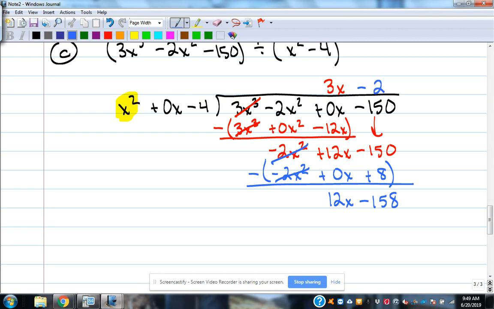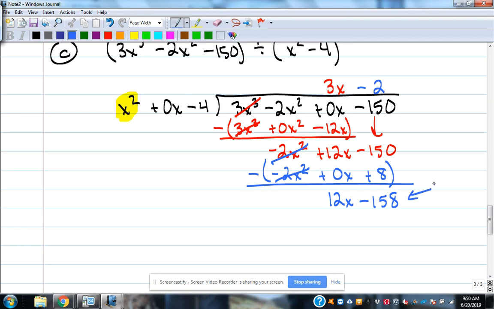Now, here's how I know that that's the remainder. The leading term's x squared. If I multiply something times x squared, it's going to have at least x squared on it, right? So the 12x is smaller. So that's how I know I'm done. I can't go any further because nothing times x squared will get me a plain x back. It's going to get me at least x squared back. So I know that this is the remainder.